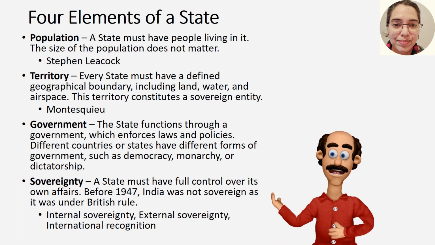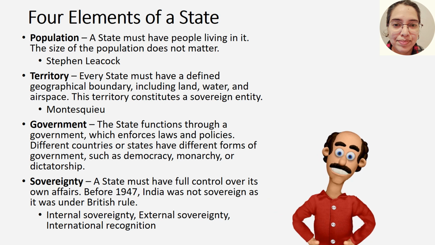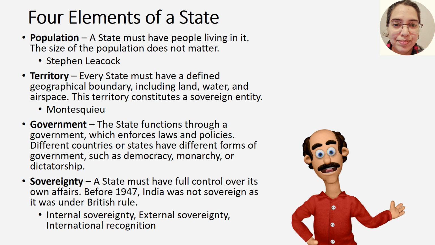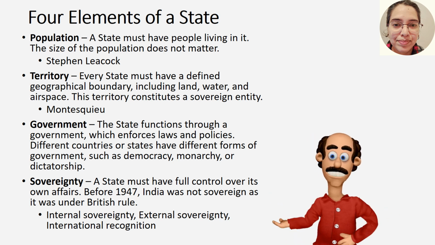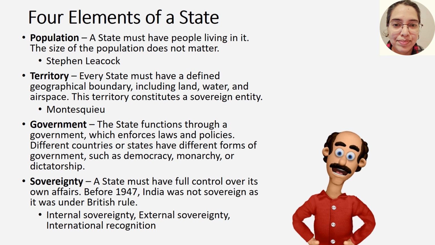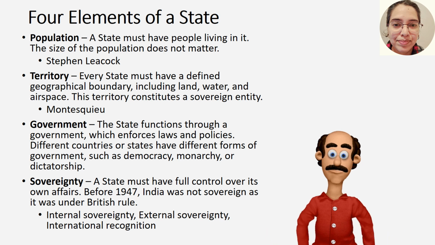For a political unit to be considered a state, it must have four essential elements. Population. A state must have people living in it. The size of the population does not matter. India has over 1.4 billion people, while Vatican City is a state with only about 800 people.